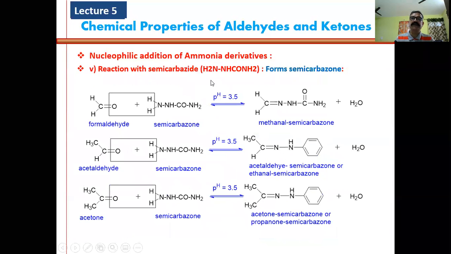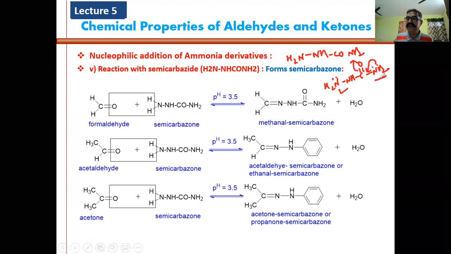next is reaction with semicarbazide. This is very interesting. We have NH2, NH, CO, NH2. Now, if you see this compound, it has NH2 on two sides. Which NH2 can act as a better nucleophile? This one or this one? This one, not this one. Why? Because this lone pair is involved in resonance.